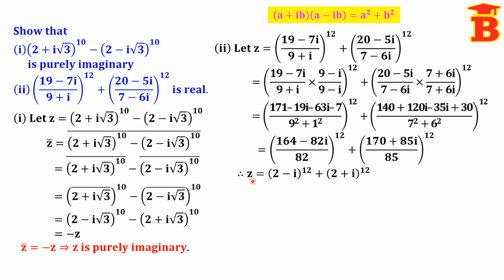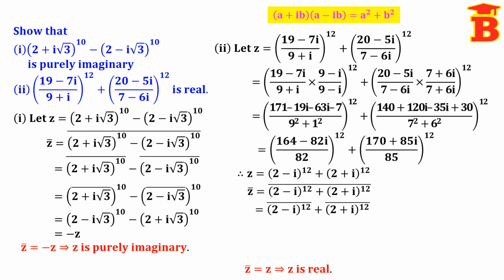We have to prove that this is real. So that means we have to prove z bar equal to z. Then only we can say that z is real. So take z bar, that is equal to, we have to take whole bar of this z, that is (2 minus i) whole power 12 plus (2 plus i) whole power 12, whole bar. Now using the property we can split the conjugate, that is (2 minus i) power 12 whole bar plus (2 plus i) power 12 whole bar.